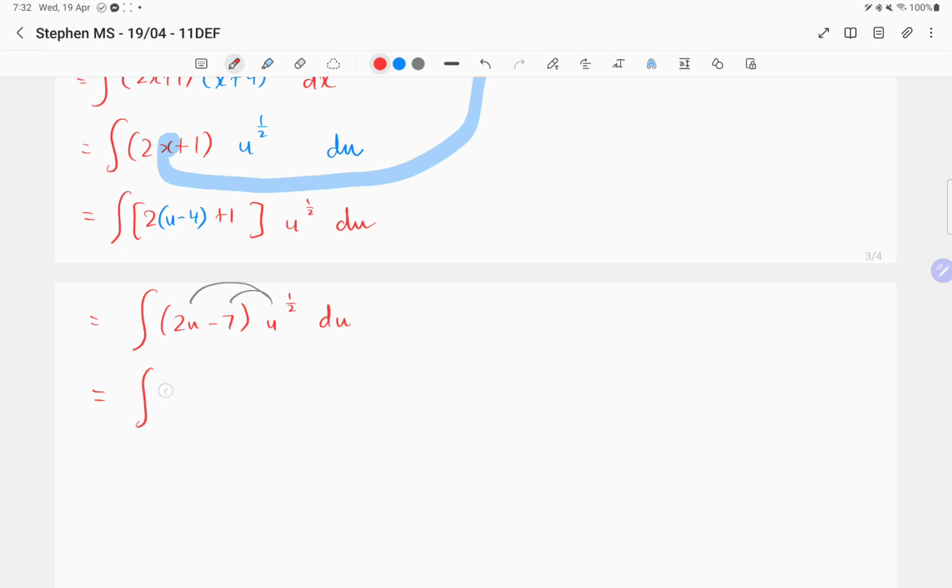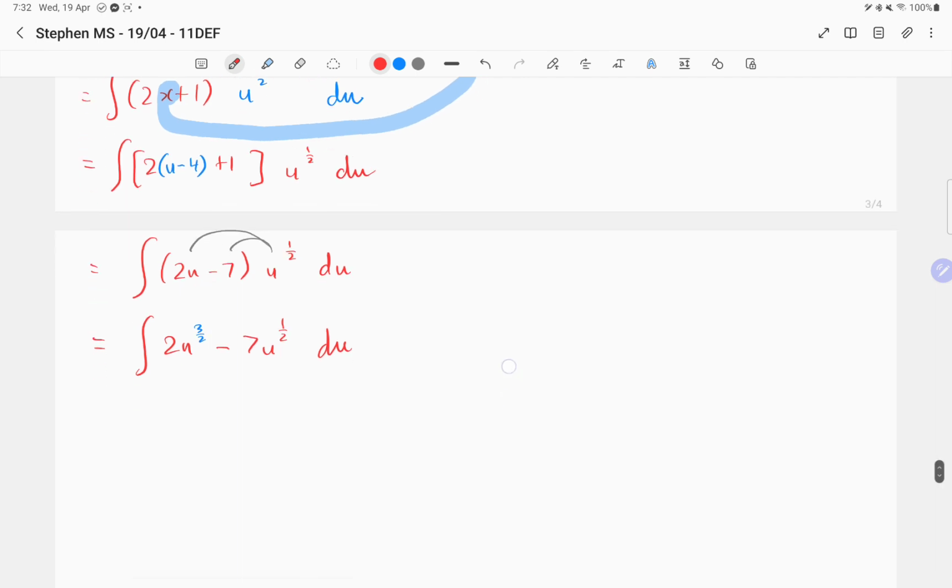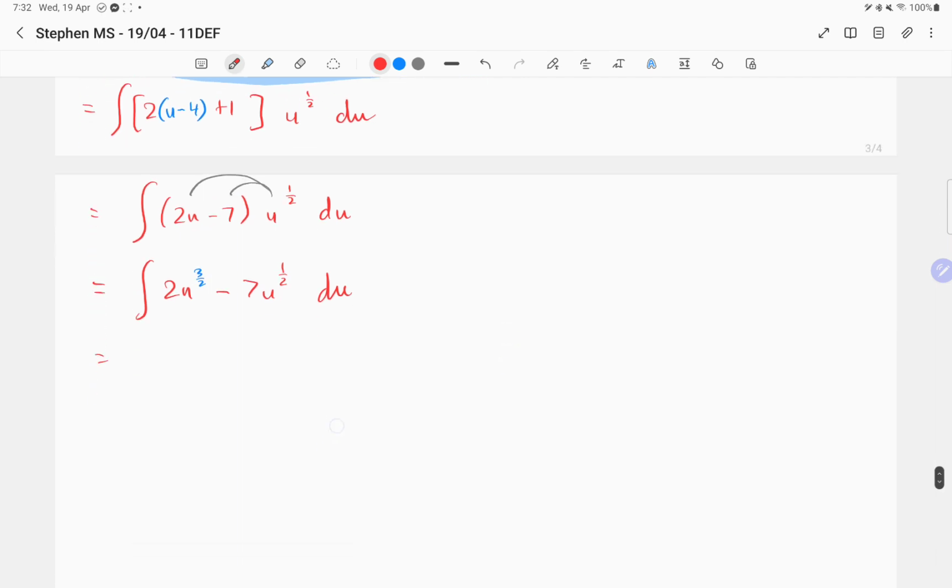So that will be the antiderivative of 2u to the power 3 over 2, because u to the power 1 times u to the power half is u to the power 3 on 2, and then minus 7u to the power 1/2 du. Now it's simply 2 terms. Just use the rational antiderivative: add 1 to the power, divide by the new power. So 2 on 5, u to the power 5 on 2, minus 7 times 2 on 3, u to the power 3 on 2, plus c.